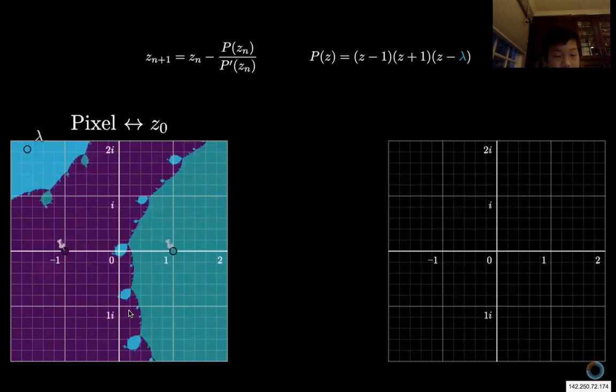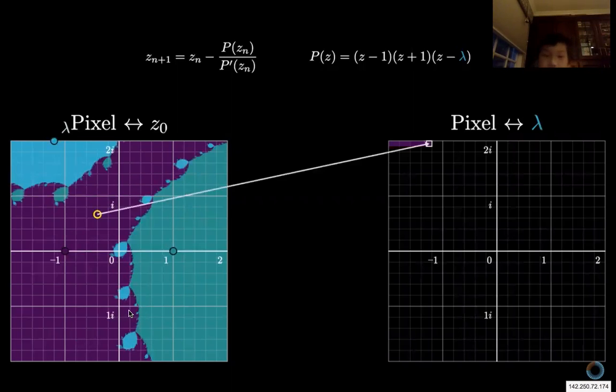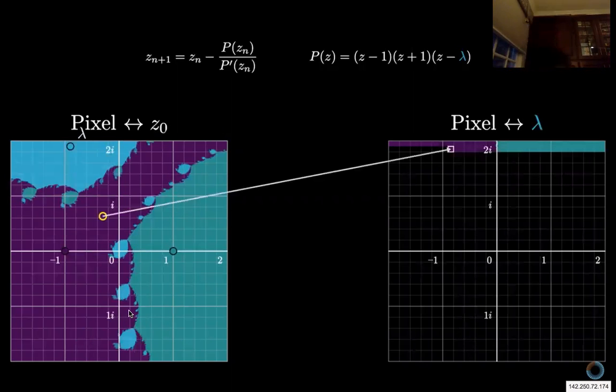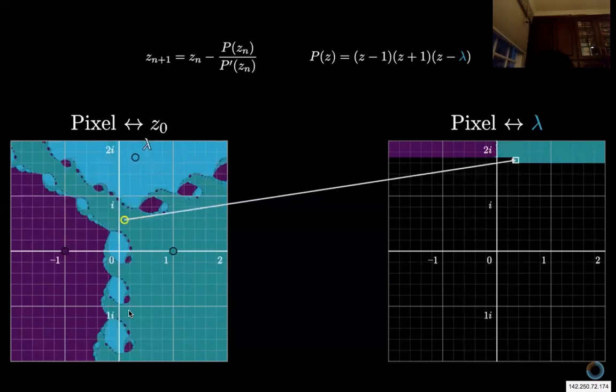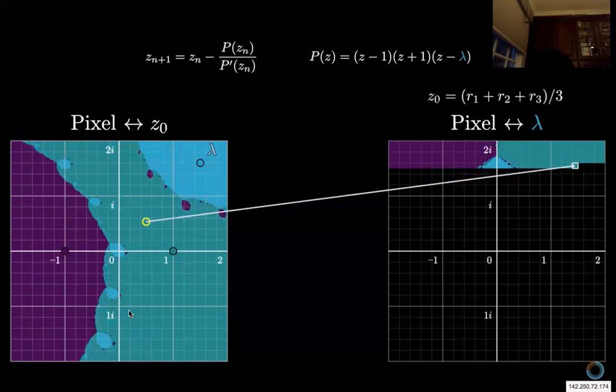Remember, the key feature that we're looking for is when the point at the center of mass is black. So what I'll do is draw a second diagram on the right, where each pixel corresponds to one possible choice of lambda. And what we're going to do is color that pixel based on the color of this midpoint of the three roots. If this feels a little bit confusing, that's totally okay.